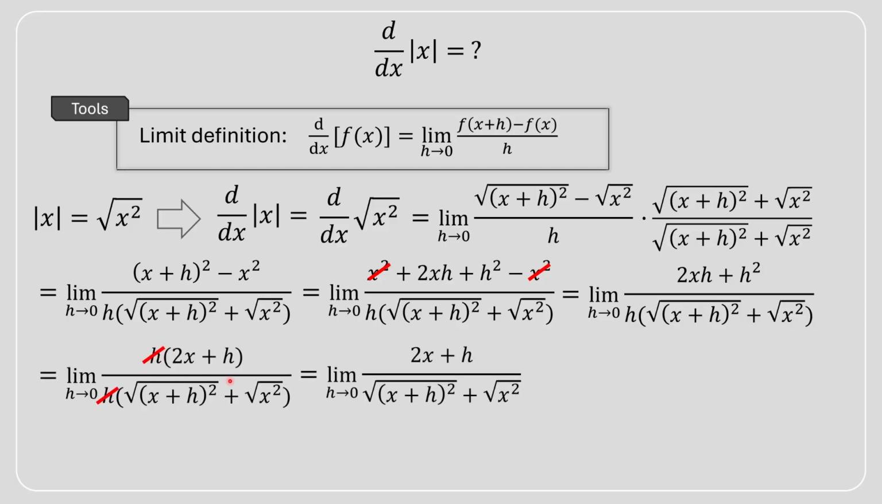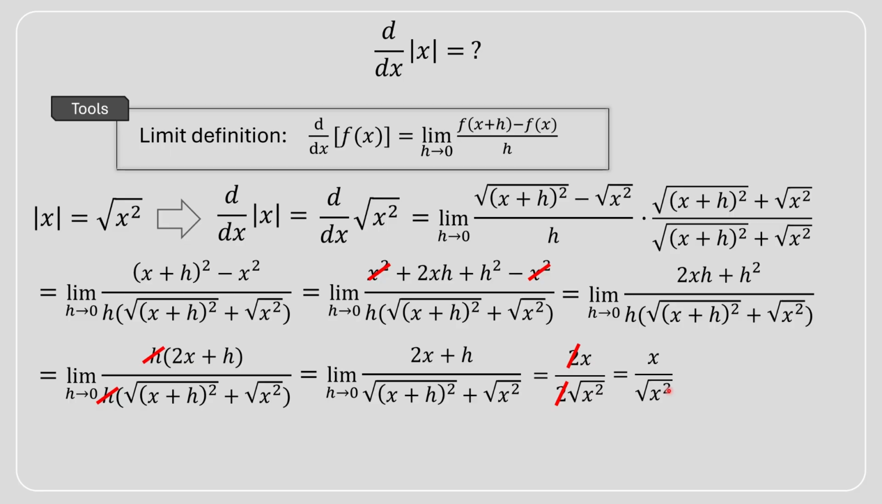What you are going to be left with is this limit, and this is the time where you are going to apply the limit and solve for it. When we apply the limit, the h's are going to disappear, and what you are going to have is this expression before you: 2x divided by 2 square root of x squared. Notice there's a 2 that shows up in the numerator and a 2 in the denominator. We can then rewrite it once more as x divided by the square root of x squared.